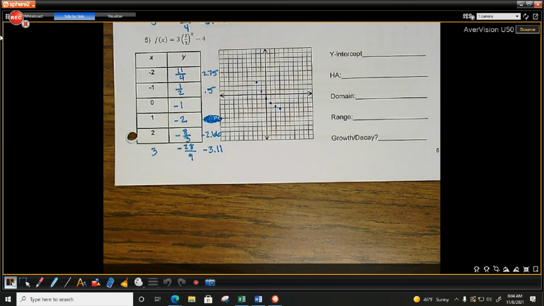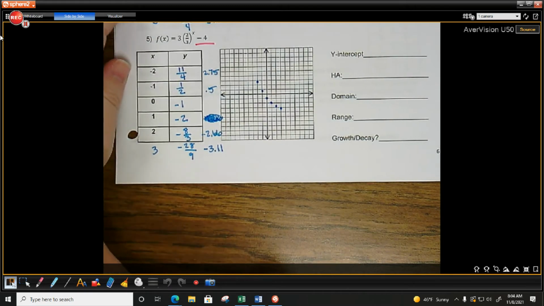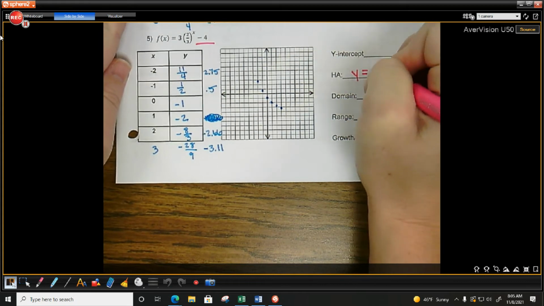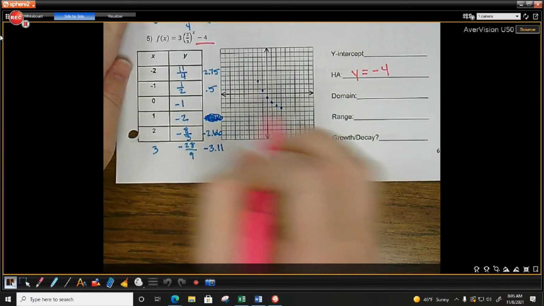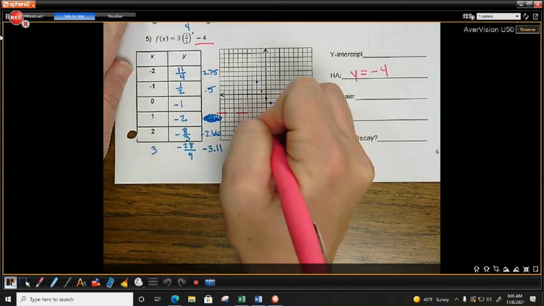Okay, so what's my number out to the side? What's my constant? So what's my horizontal asymptote at? Y equals -4. Does that look with the points that we plotted like that's a good boundary line? Yeah. Okay, draw your curve.